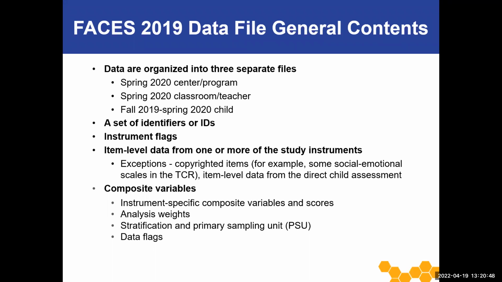Each file also contains the weight variables and the stratification and primary sampling unit variables. And finally, given that the parent surveys, child assessments, and TCRs were only administered in 60 programs, there are indicators in the program center and classroom teacher files that identify which programs have child level data.